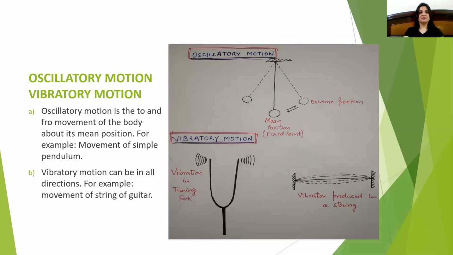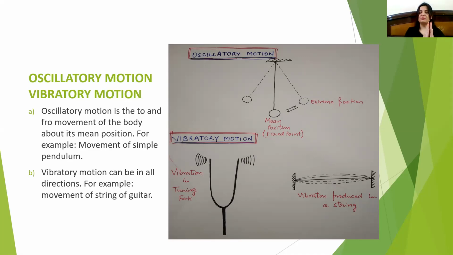A third type is oscillatory and vibratory motion. So oscillatory motion is the to and fro movement of the body about its mean position. So mean position is the fixed position. It is the fixed point about which the object oscillates. Mean position to extreme position.